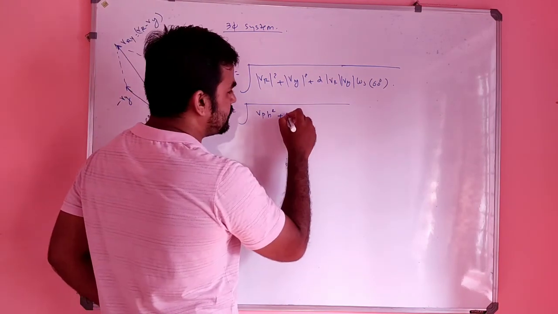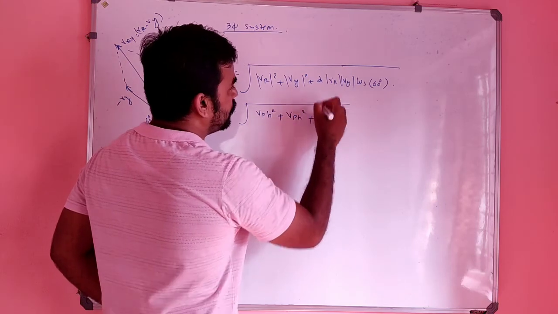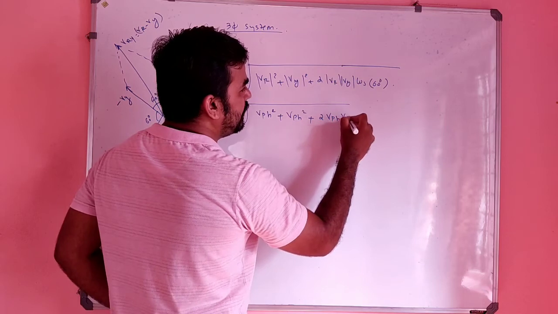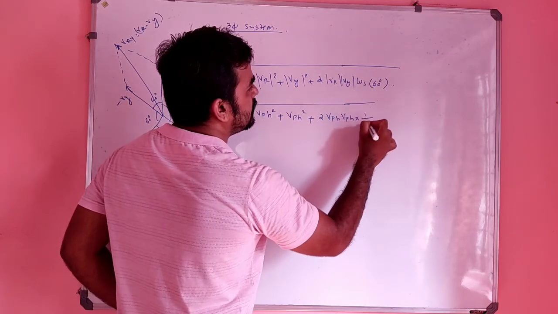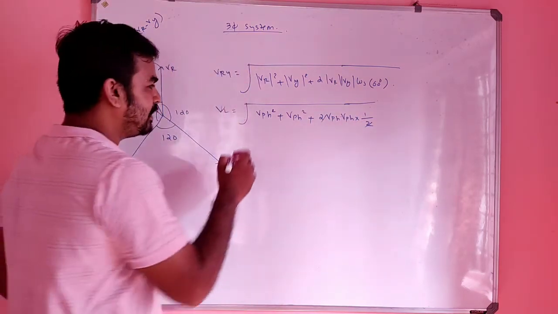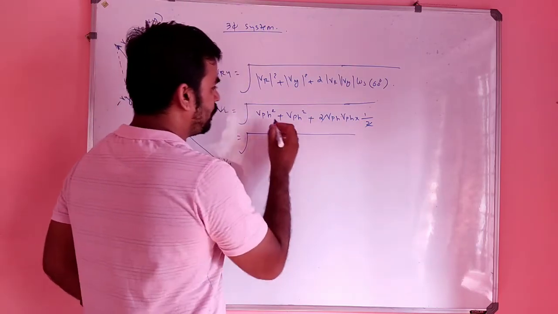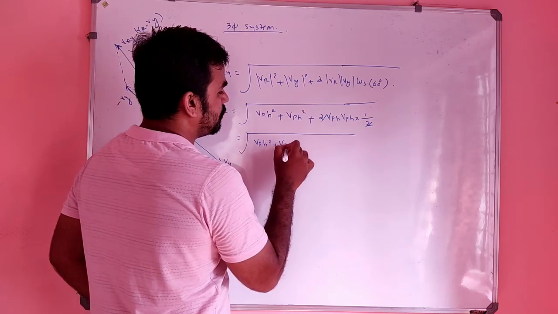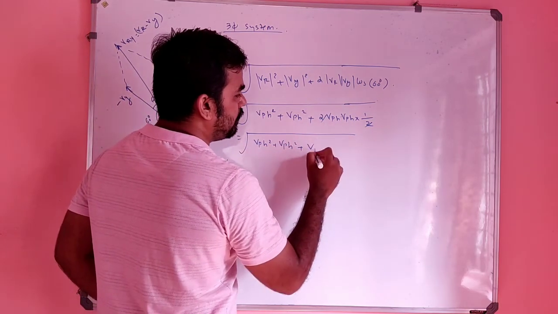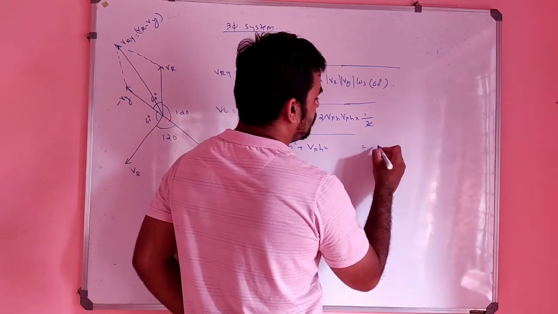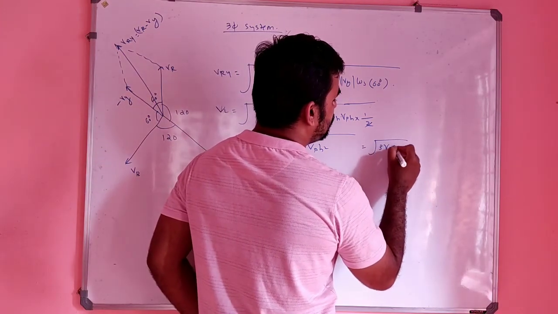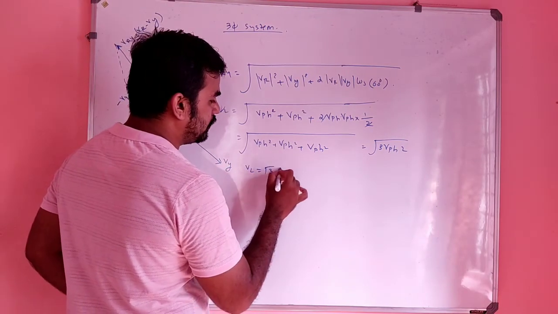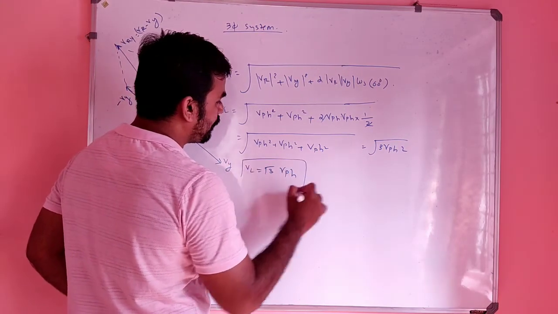VY, is it line or phase? It is also phase. 2 into VR, it is phase. VY, it is phase. What is cos 60? 1 by 2, 2 and 2 get cancelled. So it will be root of V phase square plus V phase square plus again V phase square, which is nothing but root of 3 V phase square. Or I can say that VL will be root 3 into V phase, simple.